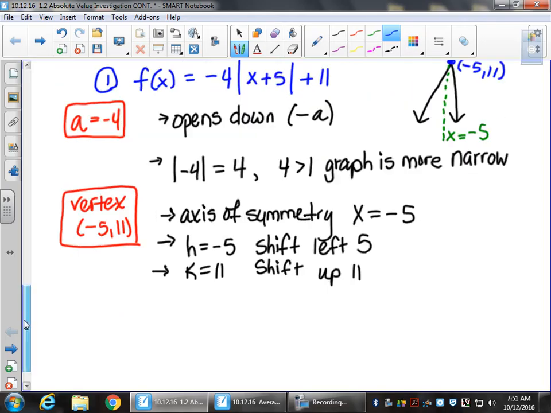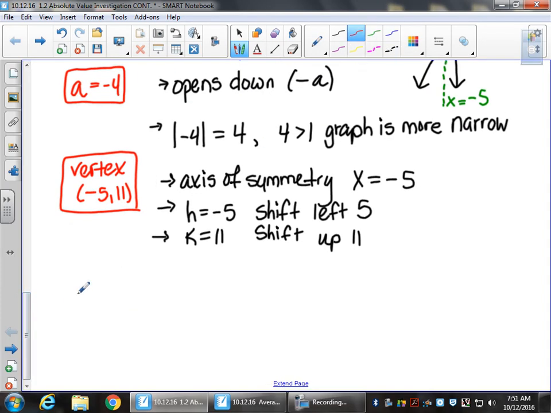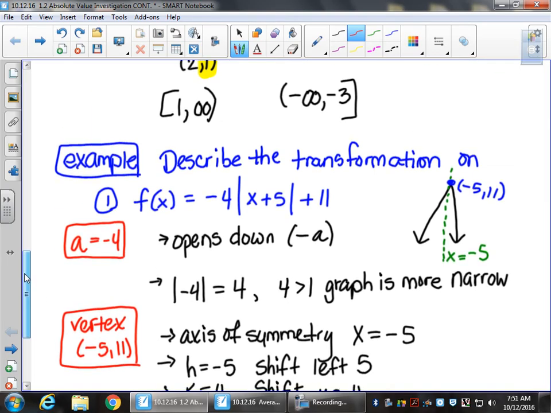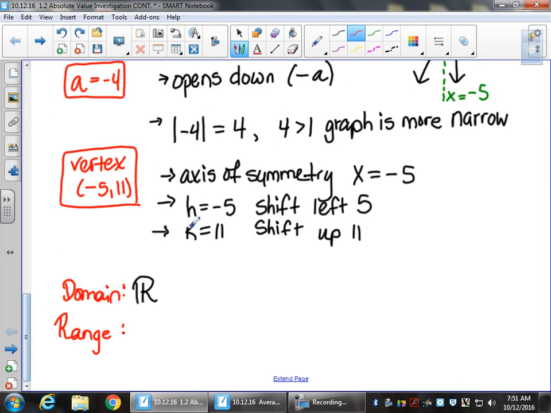Let's talk domain and range. Domain. Range. Very good. Negative infinity, comma 11.